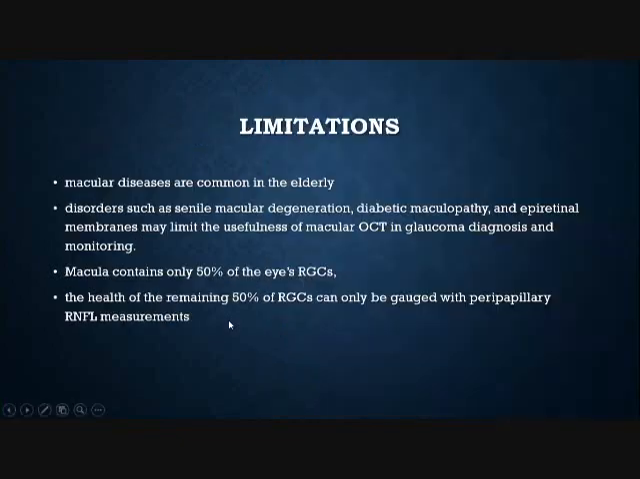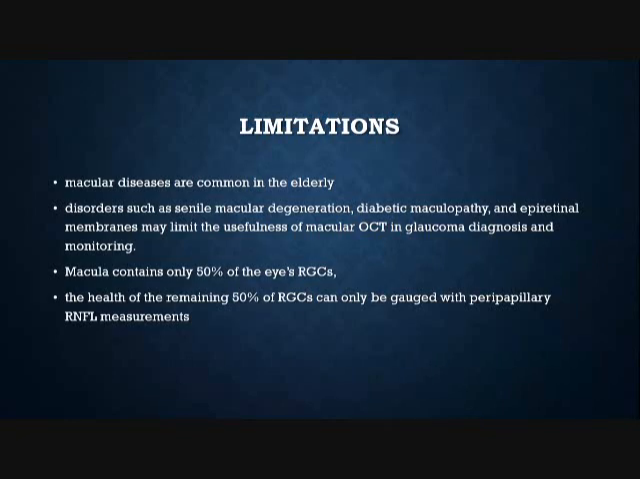Okay, but there are some limitations of the macular ganglion cell layer measurement, because macular diseases are common in the elderly. So it may be some other disease, not glaucoma, which is causing the damage, such as macular degeneration, diabetic macular pathology, and epiretinal membrane. The macula contains only 50% of the eye's retinal ganglion cells, while the other 50% of the ganglion cells are present outside the macula.